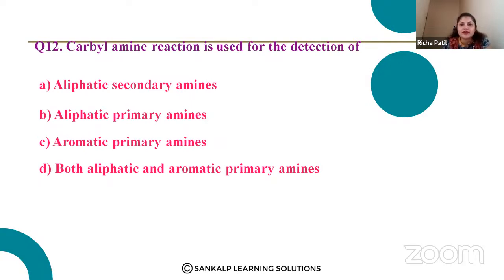Next, the carbylamine reaction is used for the detection of what? Where do we use the carbylamine test? The options are aliphatic secondary amines, aliphatic primary amines, aromatic primary amines, or both aliphatic and aromatic primary amines. It is used for both aliphatic and aromatic primary amines.